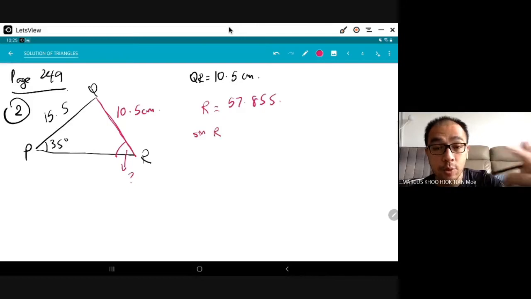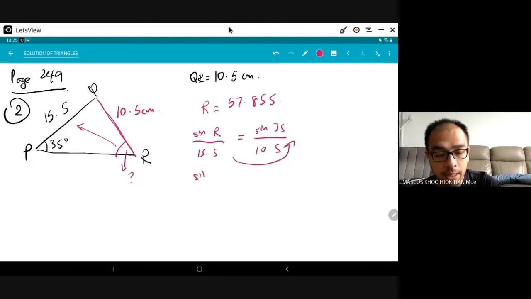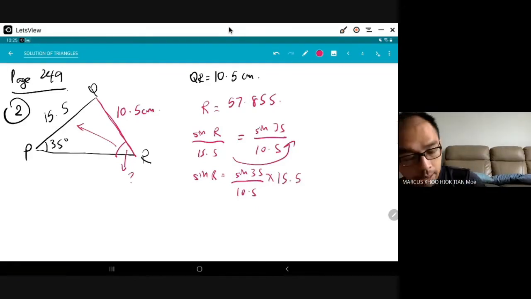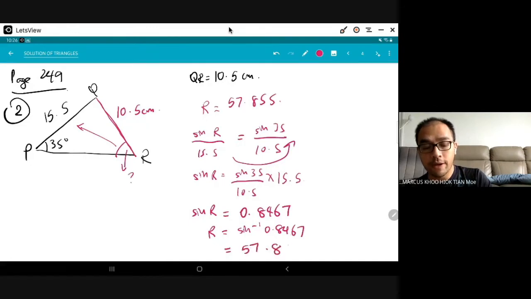So sine R, since we want to find the angle, we put the sine on top. Sine R over opposite, which is 15.5, equals sine 35 over 10.5. So 15.5 moves to the other side: sine R equals sine 35 over 10.5 times 15.5. You will get about sine R equals 0.8467. So R will be shift sine 0.8467, and you get the answer, which is 57.855 degrees.